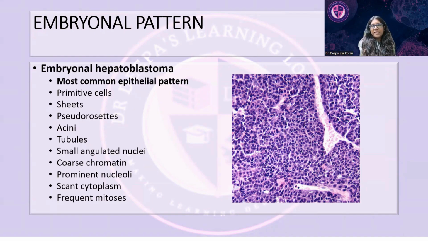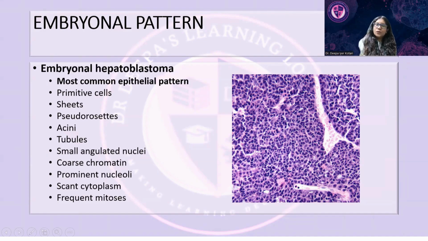So they can form acini, they can form tubules. The nuclei are somewhat angulated and they have relatively coarse chromatin. If you compare it with the fetal, these cells are much larger. The nuclei are much larger. They're sort of squared off and they're relatively coarse. So this is something that you can see in the embryonal pattern. The cytoplasm is kind of scant. The nuclear cytoplasmic ratio is much higher. And the mitotic activity is also generally higher than the pure fetal type of hepatoblastoma.